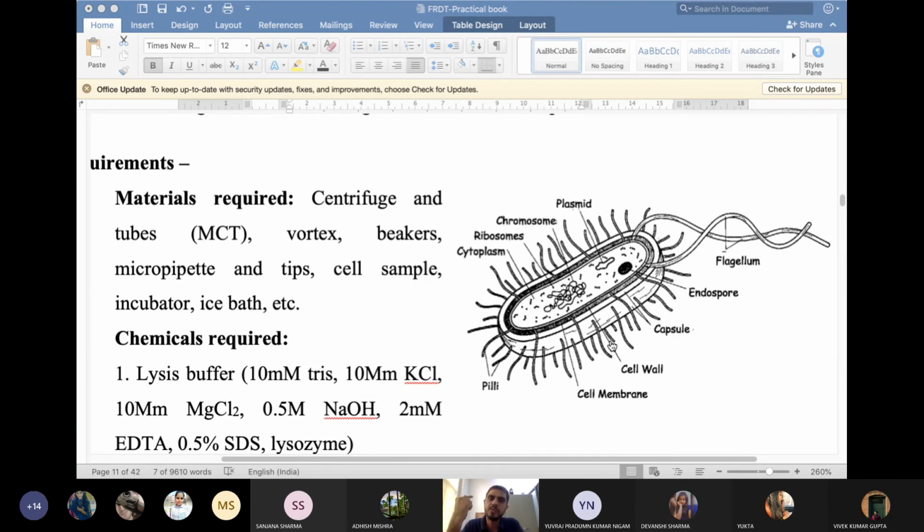So now the next step is the process of purification. Purification means removing the rest of the things, keeping the thing that you desire. Okay. So how we are going to purify it, we'll do in our next session.